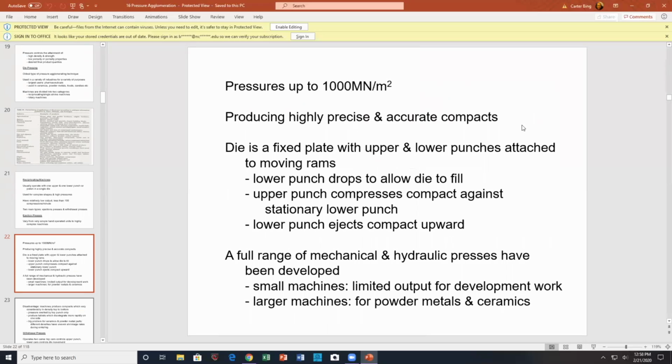It produces highly precise and accurate compacts. The die is a fixed plate with upper and lower punches attached to a moving ram. The lower punch allows the die to fill. The upper punch compresses against the stationary lower punch, and the lower punch ejects the compact upward. A full range of mechanical and hydraulic presses has been developed: small machines with limited output for developmental work, and larger machines for powder metals and ceramics.